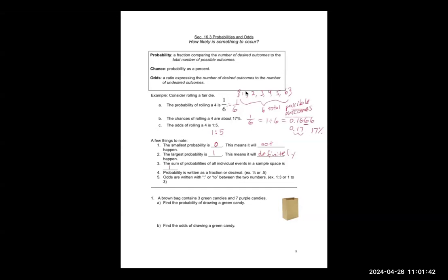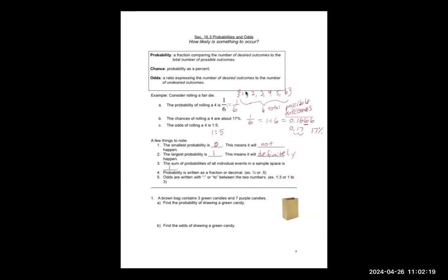probability is written as a fraction or decimal. That's something we want to understand. And odds are written with the little two dots, or they also use the word "to" between the two numbers. So we read it as 1 to 3. The way it's written down here, when I see the little two dots, I read 1 to 3, or it's also written just 1 to 3. That's how it's written as odds.